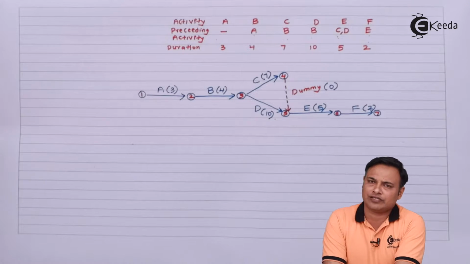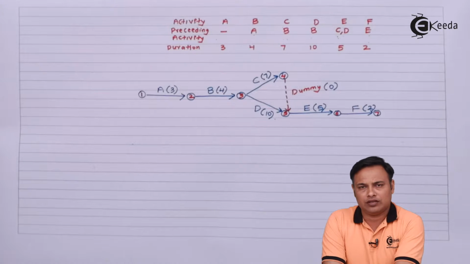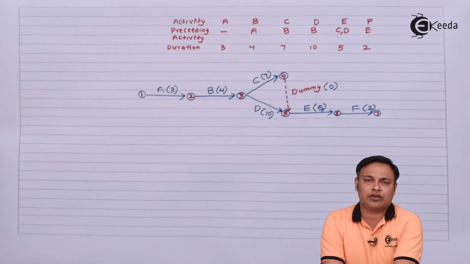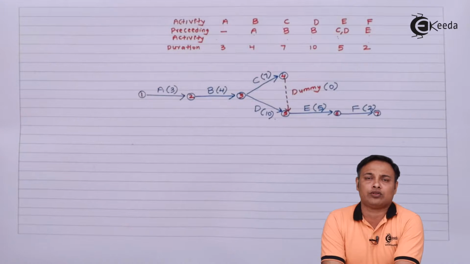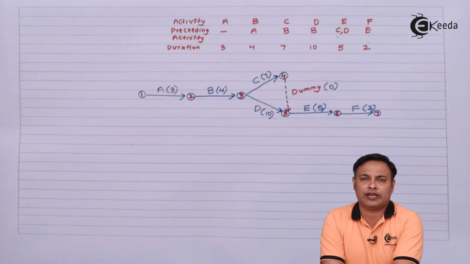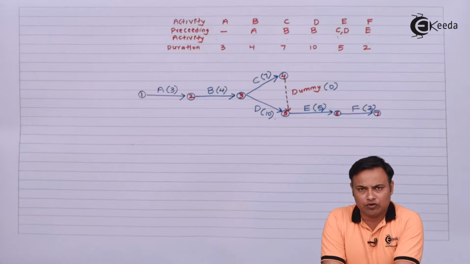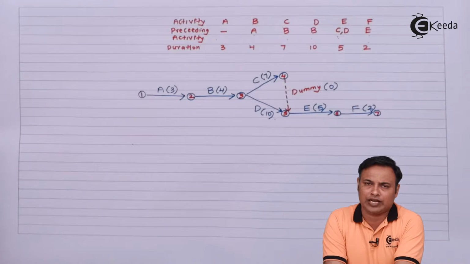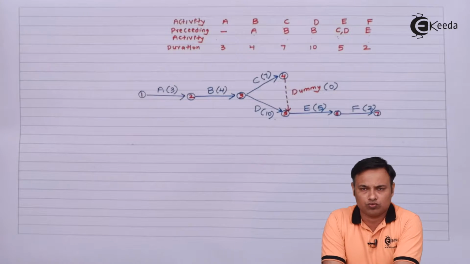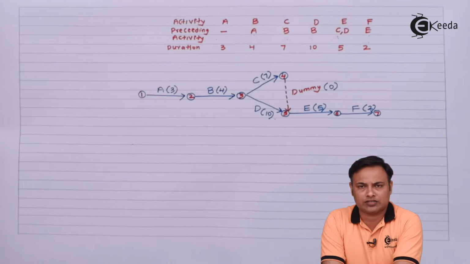As it happened in case of assignment and transportation, in the same manner, whenever we introduce a dummy, the dummy is not an actual activity, so technically we are not going to spend any resources or any time on this activity, and therefore the total cost or the total time associated with the dummy activity will always be 0. So we have just put down a 0 against the dummy.